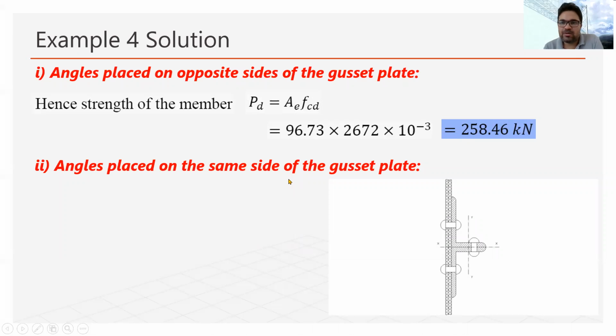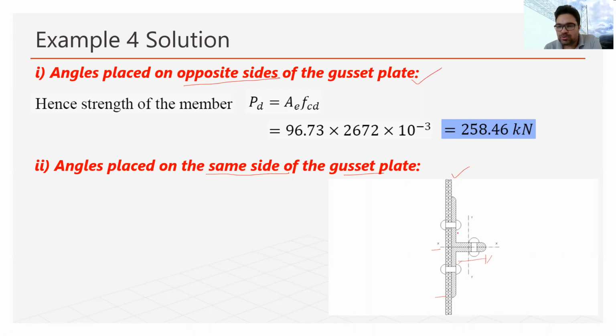Hello, welcome back. So in the previous part, we have calculated the first case, when angles are placed on opposite sides of the gusset plate. Now in the second case, when angles are placed on the same side of the gusset plate, what will be the strength? Well, there you can see this is the gusset plate and two angles are provided and they are connected along the longer leg.